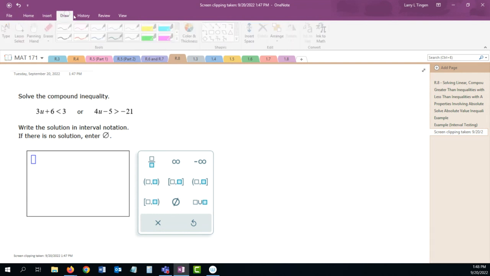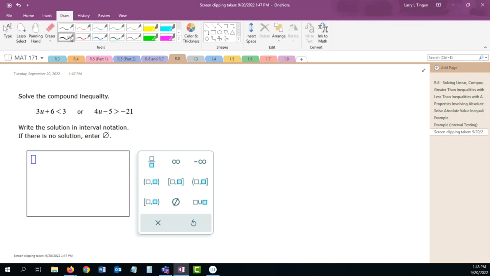So we're going to tackle them both. This is an or, so I got to get after both of them here. 3u plus 6 less than 3. Everything with the u to one side, everything without to the other. That's 3u less than 3 minus 6, which is negative 3. I get u totally by itself, so divide both sides by 3, and that means u is less than negative 1.